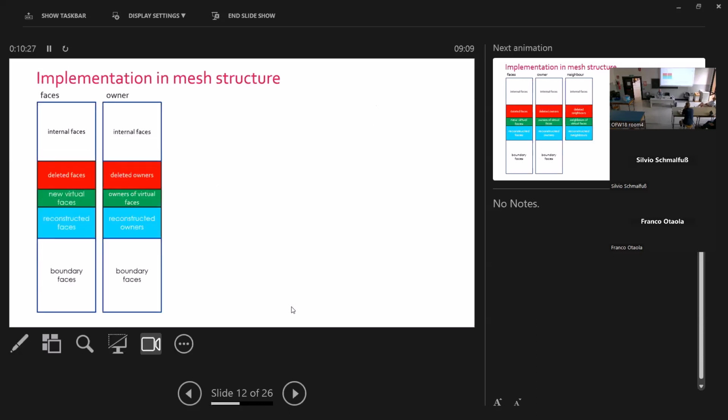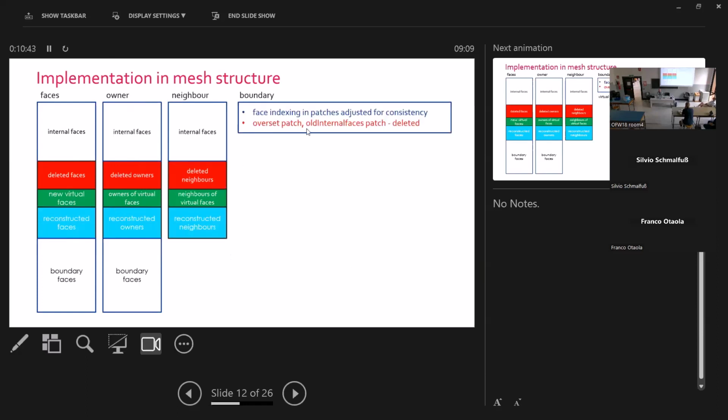So our modified mesh structure looks like this. We have ordinary faces. We have faces that we've deleted here in the overlap zone. Our new virtual faces, I recalculate these areas and the boundaries. That's the OpenFOAM mesh structure. And the same for the owner and the neighbor. Then I need to adjust the boundary patch to make sure that the patches are consistent. We insert this virtual face between overlapping cell pairs.